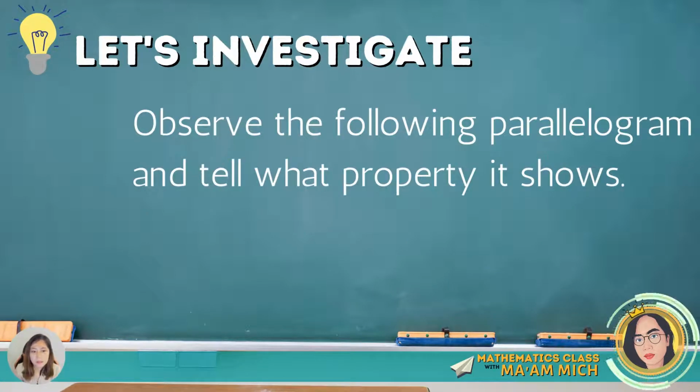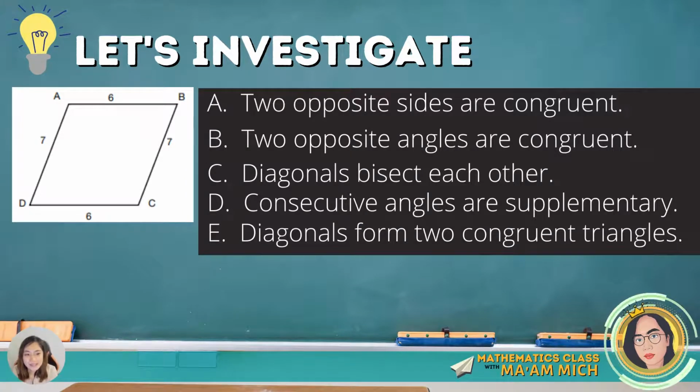Next, let's have a short activity. Observe the following parallelogram and tell what property is being described by the illustration. Let's start with number 1. Observe the illustration. Okay. So letter A, 2 opposite sides are congruent.